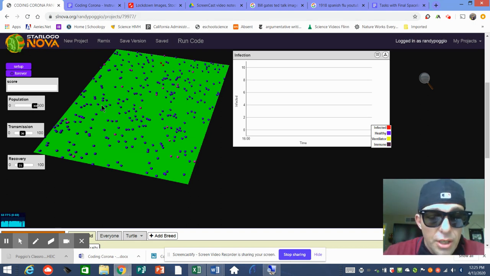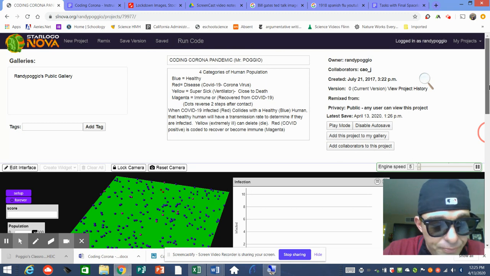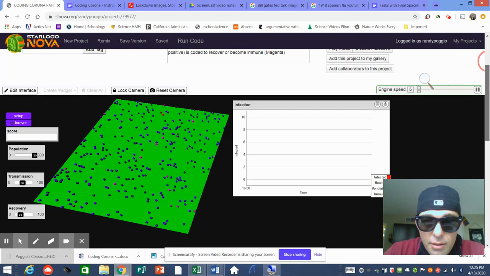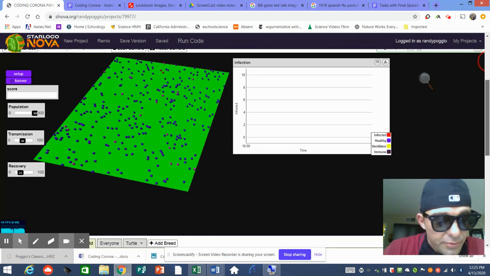That's 330 dots that you see, representing the 330 million people in America, our population. Each dot is essentially a million people. My legend includes four individuals: a blue or healthy person, a red who is corona positive, and yellow who would be sick with COVID-19 in the ICU, possibly requiring ventilation, and magenta for those that are immune. There you see that in my key above.